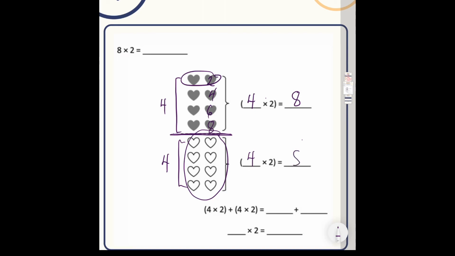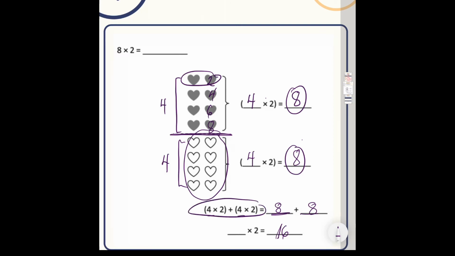And the answer, of course, is 8. And basically, it's the same. 4 times 2 equals 8. Now, let's take a look at the number sentences down below. 4 times 2 plus 4 times 2 is equal to 8 plus 8. And this 8 plus 8 came from the total of each array. And now we can say that 8 plus 8 is 16.